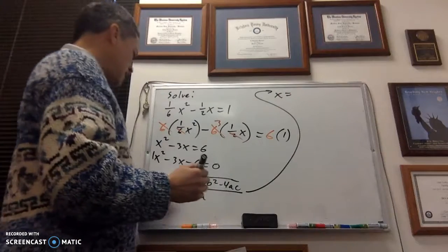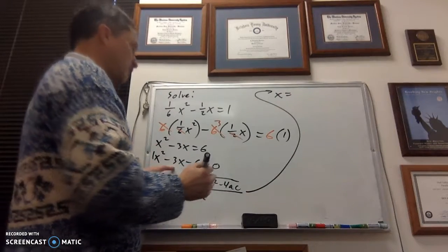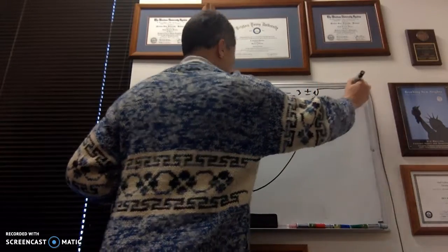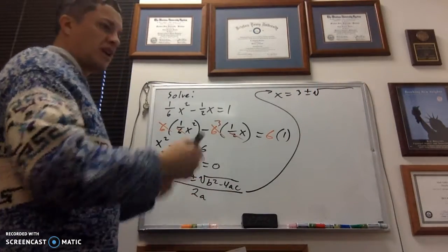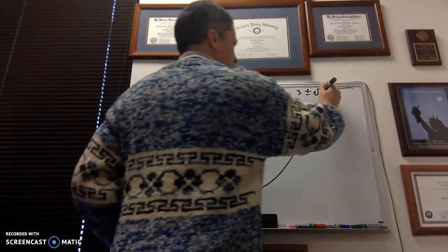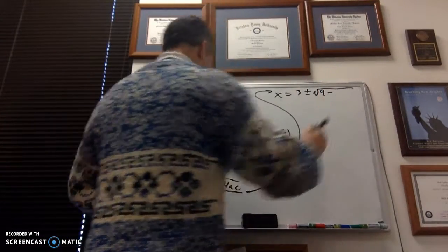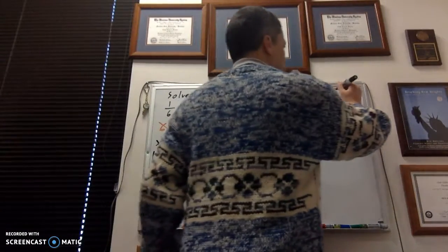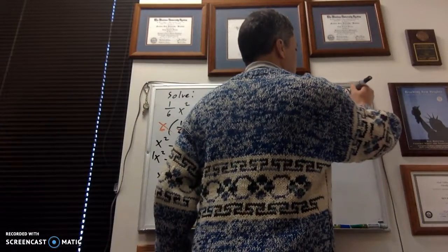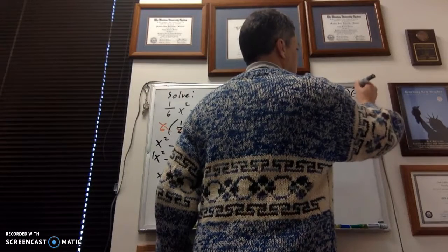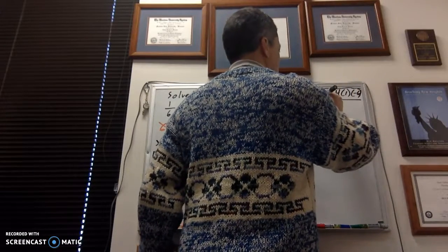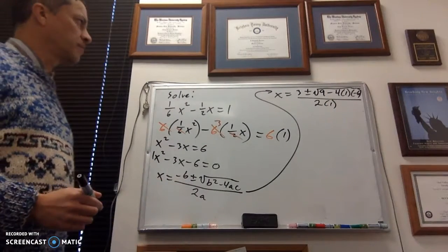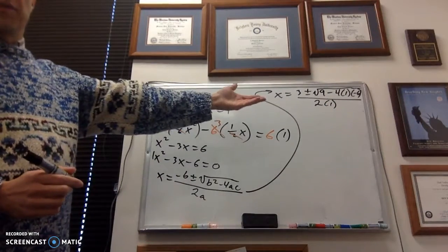So let's see, it's the negative of a negative 3, so it's a positive 3, plus or minus the square root of b squared, or negative 3 times a negative 3, that's a positive 9, minus 4 times a times c, so 4 times 1 times a negative 6. And it's all over 2 times 1, 1 being the a term. And then you just simplify that.